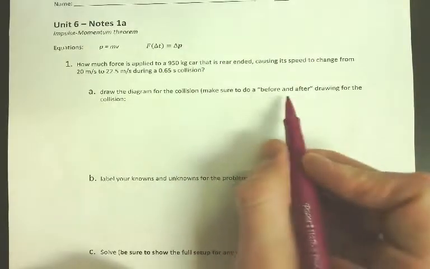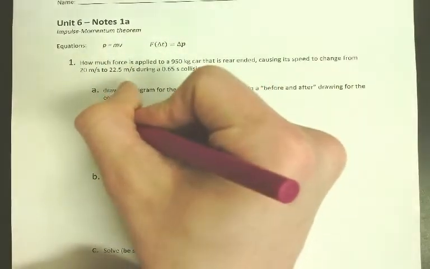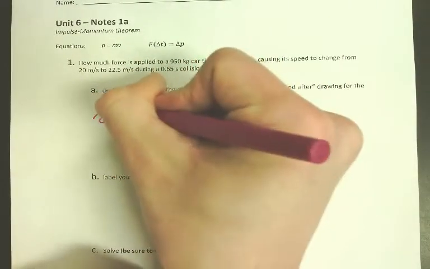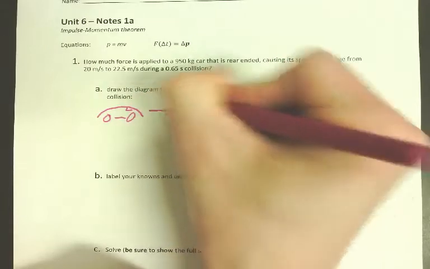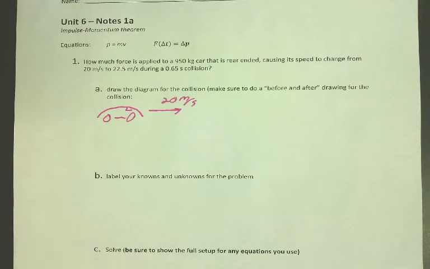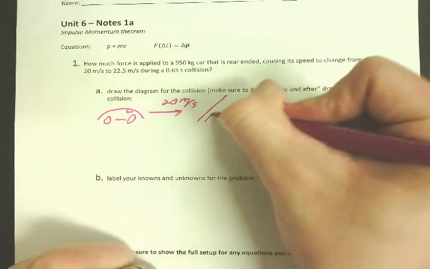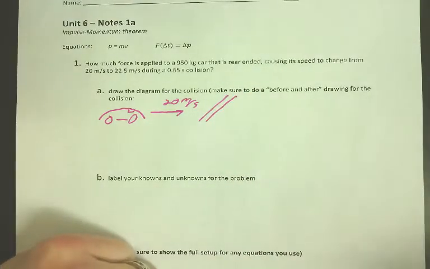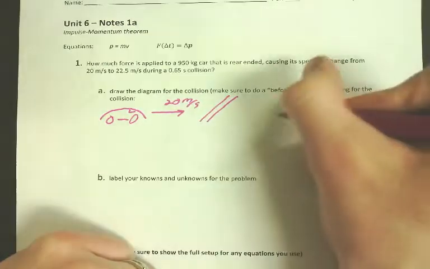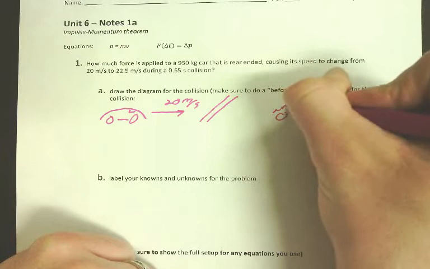And I say draw a before and an after drawing. So the before drawing is you have some car driving forward at 20 meters per second. And some car is going to rear-end it. So the way I like to draw my before and after is like this. You can do it however you want to, but I like to draw it like this to show the before and then the after. So then in the after, my car is hit and crinkled, we're assuming.